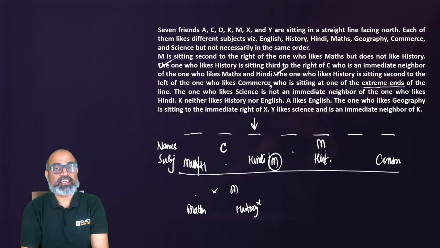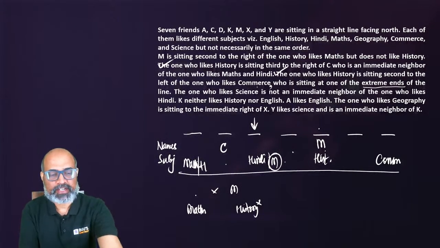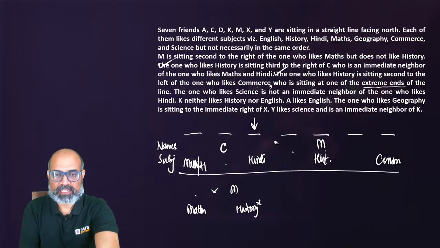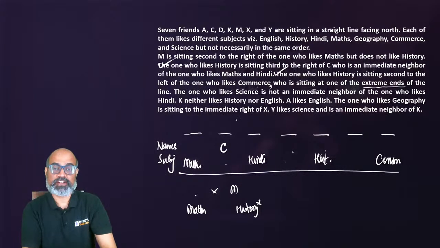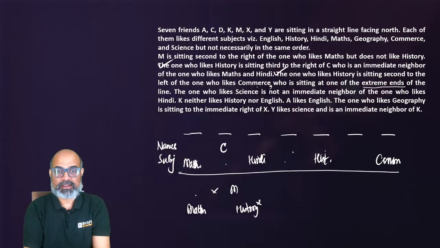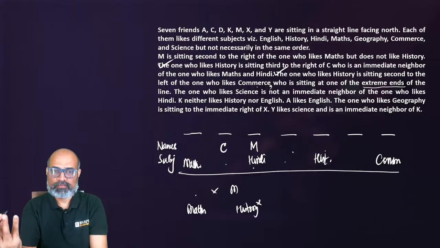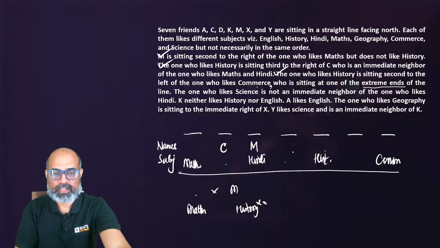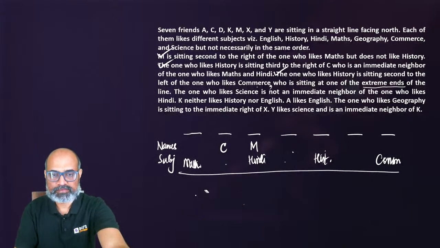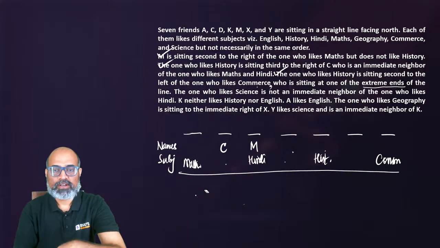But it says the person does not like history, and M likes history here. So that is going to be contradictory, right? So that means we can't have maths here. The only place we can have maths would be the first position, the leftmost, such that M is sitting second to the right of the one who likes maths, and this guy doesn't like history. Makes sense? So done with this statement as well. So I am going to erase the previous part.